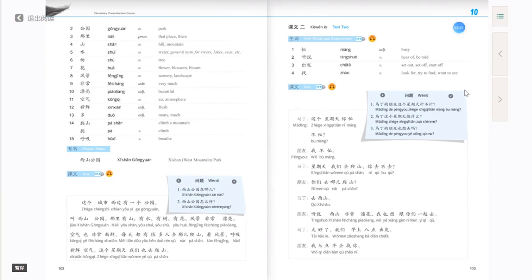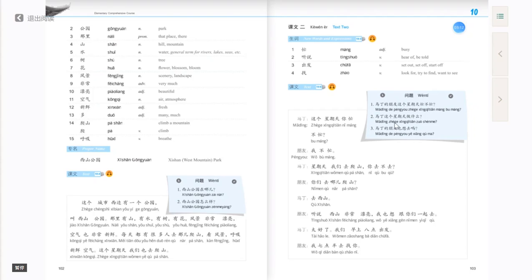So the first one, let's read the question together. 马丁的朋友这个星期天忙不忙? Okay, so Martin's friend, this Sunday, busy or not busy, right? So is Martin's friend busy or not busy this Sunday? So how would you answer? 马丁的朋友不忙, right? 马丁的朋友这个星期天不忙. So Martin's friend is not busy this Sunday, right?